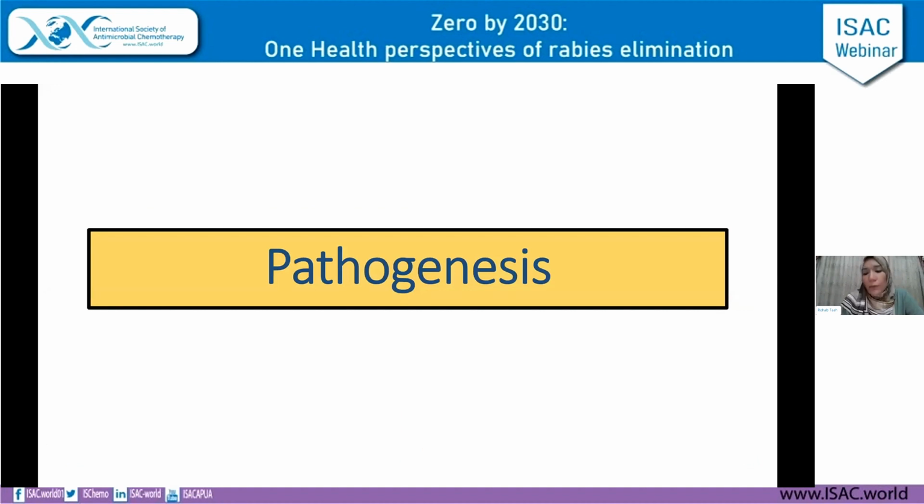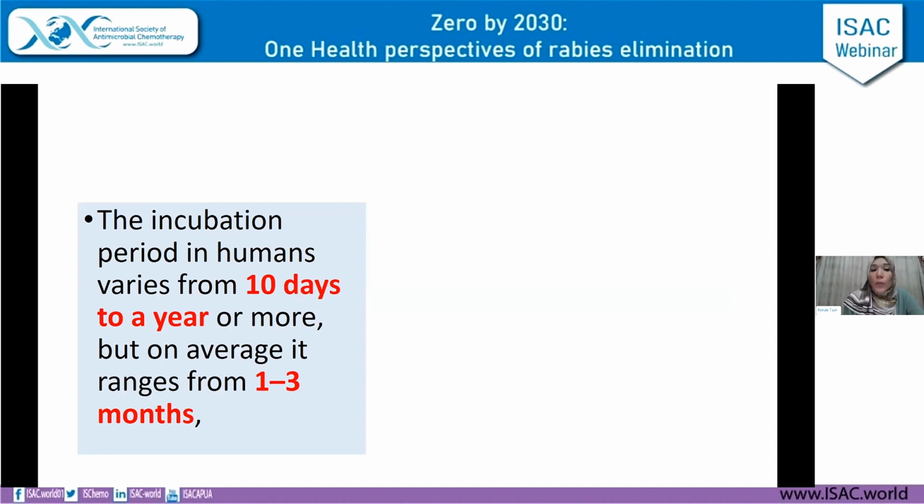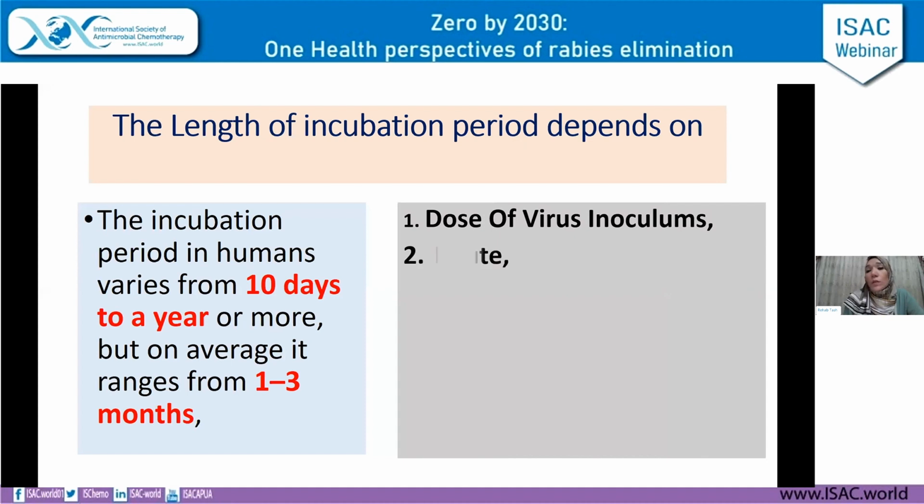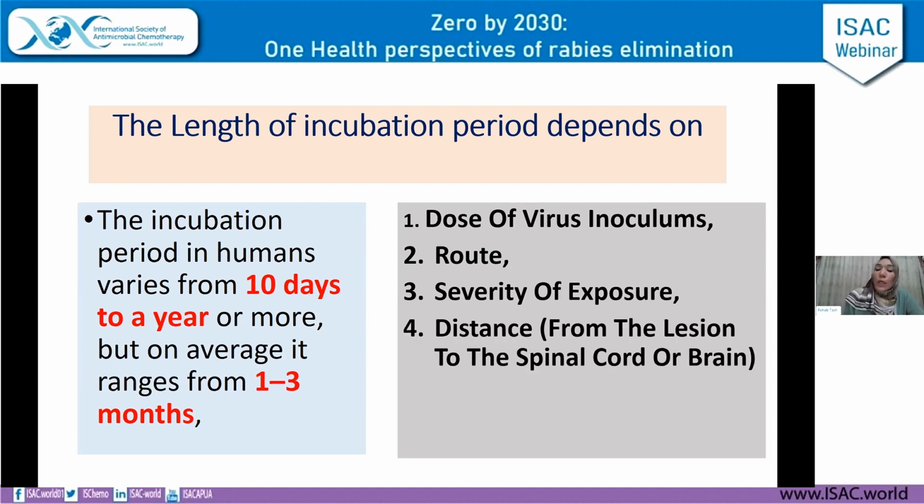After a bite or mucous membrane exposure, the virus will incubate for 1 to 3 months on average, ranging from 10 days to even 1 year. We should consider this because the length of the incubation period depends on the dose of the virus inoculum, whether it is through skin or mucous membranes, bleeding, deep tissue destruction, reaching a nerve ending, and how long the virus's journey is from the lesion to the spinal cord or the brain. And of course, the vaccination status of the patient.